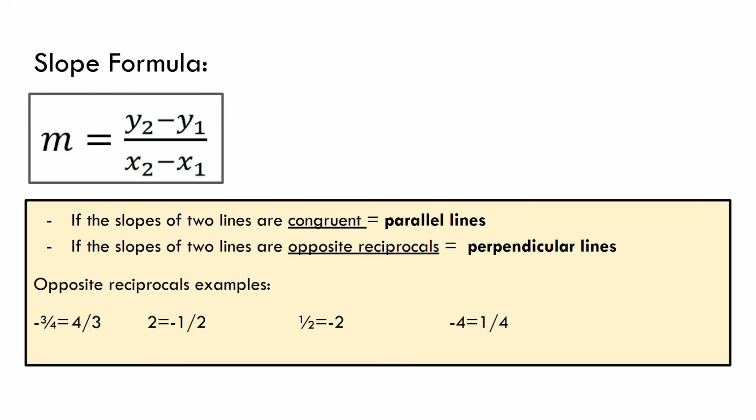Here's the slope formula. If the slopes of two lines are congruent to each other, that means that they are parallel lines. If the slope of two lines are opposite reciprocals, then that means that they are perpendicular lines. And what an opposite reciprocal basically is, you just find the inverse of it and then negate the number. So for example, 2 would be equal to negative 1/2, and then 1/2 would be equal to negative 2.